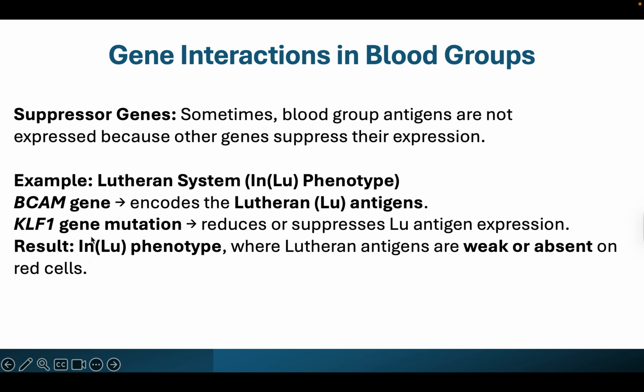This we call the In(Lu) phenotype, referring to the inhibitor of Lutheran phenotype, where the Lutheran antigens are weakly expressed or absent from the red cell. Why? Not because there is a mutation on the BCAM gene. The BCAM gene is normal, but the mutation happened on the KLF1 gene. And this gene we call the suppressor gene.